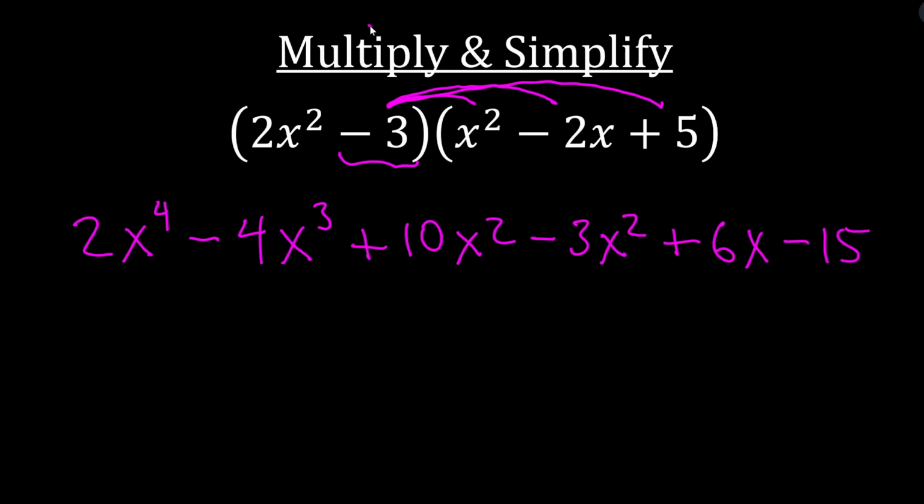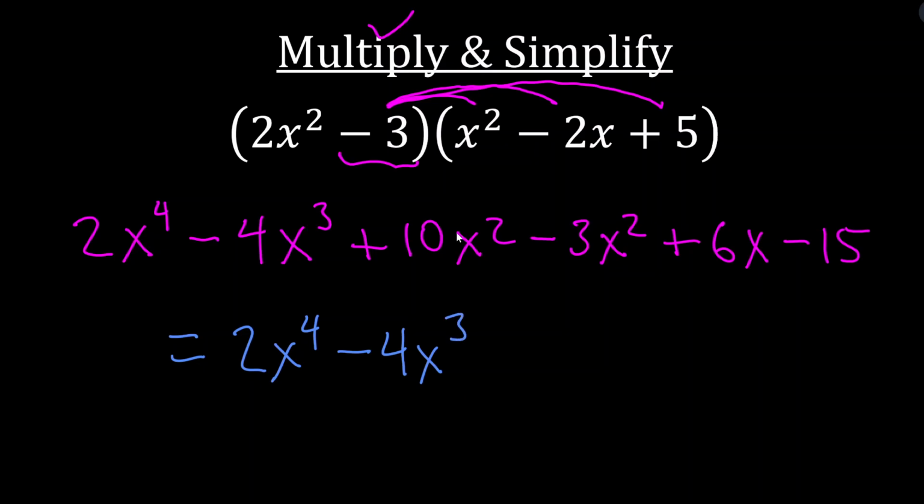And so we've done the multiply part, and now we just have to do the simplify part. So that looks for some like terms here. 2x to the fourth, that's the only to the fourth term. This is the only to the third term, so I can go ahead and copy those down. We have 2x to the fourth minus 4x to the third.